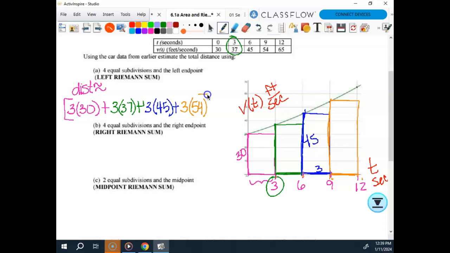Right, so then we close this up, and my units were feet per second times seconds. So when I actually found those areas, what are the units on this? Feet. Okay. Now notice up here, we have 1, 2, 3, 4, 5 values. We only used 4 of them. Like the 65, we didn't use at all, and that's totally fine. Okay, we all good with that?